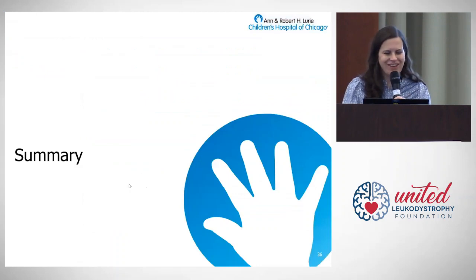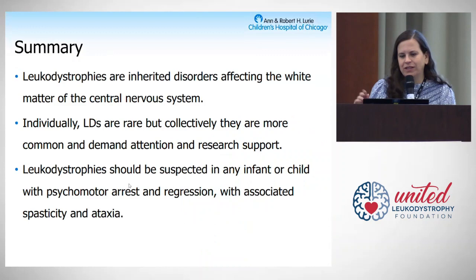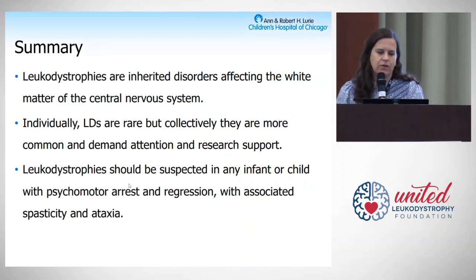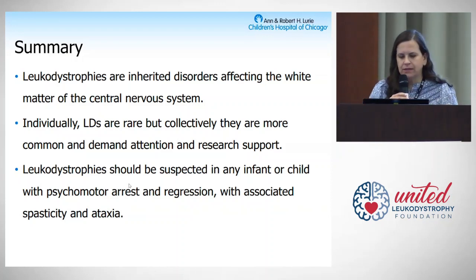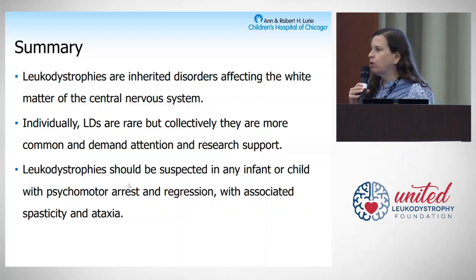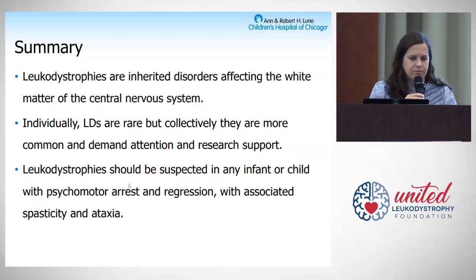Oh, good timing. So in general, leukodystrophies or disorders are inherited disorders affecting the white matter of the central nervous system. Individually, they're rare, but collectively, they're common and demand attention and research support. Not to say that the individual leukodystrophies don't also demand attention and research support, but putting them together allows increased recognition of them. They should be suspected in any infant or child with motor regression or kind of arrest of development, especially with motor symptoms like tightness or spasticity and unsteadiness.